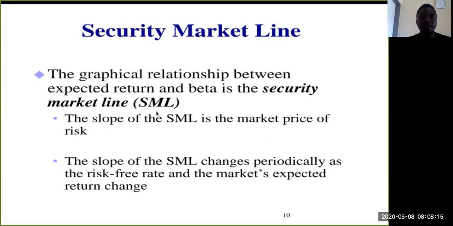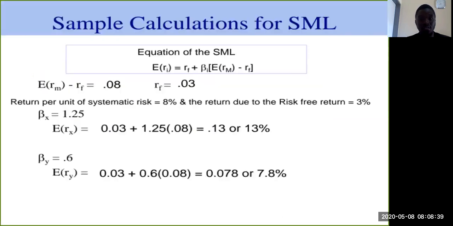Security market line. The graphical relationship between expected return and the beta is the security market line. The slope of the security market line is the market price of risk. The slope of the security market line changes periodically as the risk-free rate and the market expected return change.